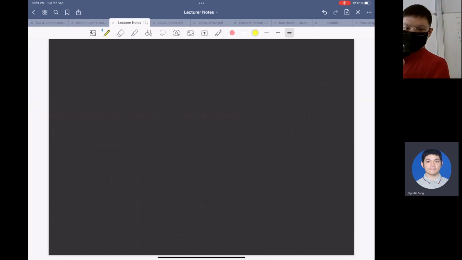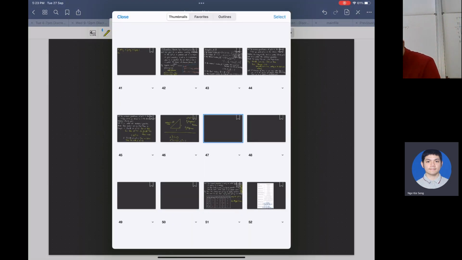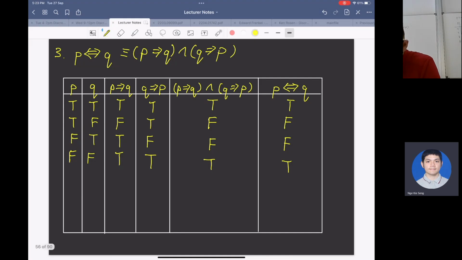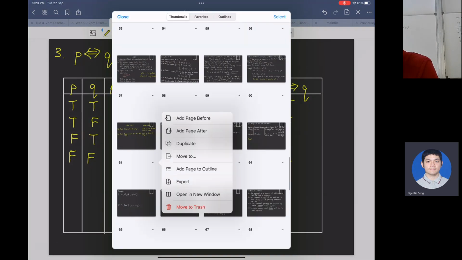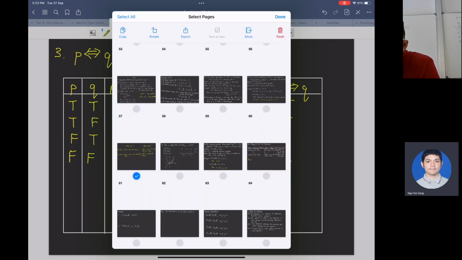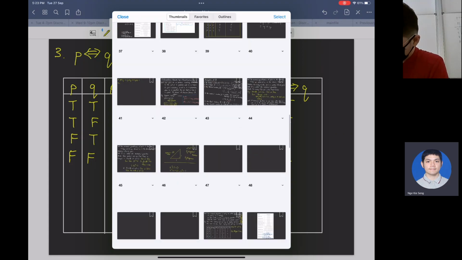Next. Maybe I just copy. Let me see. Can I copy this chart here? So let me copy this chart here.